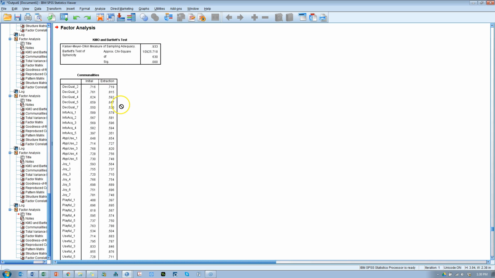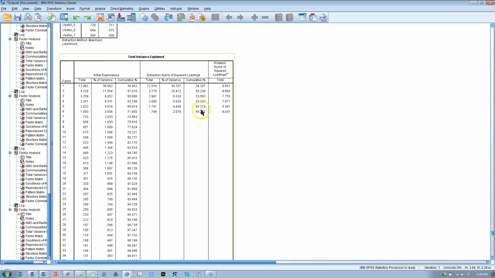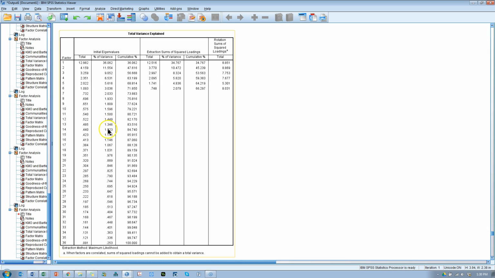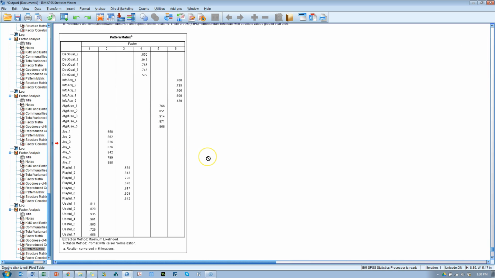And I am just going to do a few cursory things. I'm going to jump down to here. It looks like we still have six factors. Excellent. Good variance explained. Actually, better than before. And we have, ooh, only 3% non-redundant residuals this time. And here's the pattern matrix. And it already looks better.